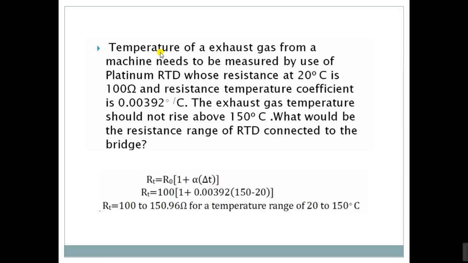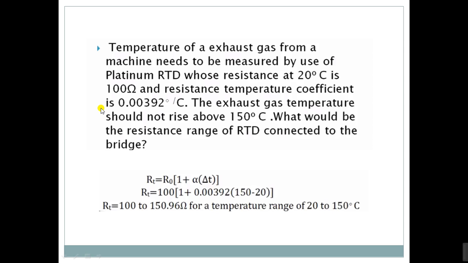So for example, a temperature of an exhaust gas from a machine needs to be measured by use of platinum RTD, whose resistance at 20 degrees Celsius is 100 ohm, and resistance temperature coefficient is 0.00392 per degree Celsius. The exhaust gas temperature should not rise above 150 degrees Celsius, then what would be the resistance range of RTD connected to the bridge? So we have a general formula.